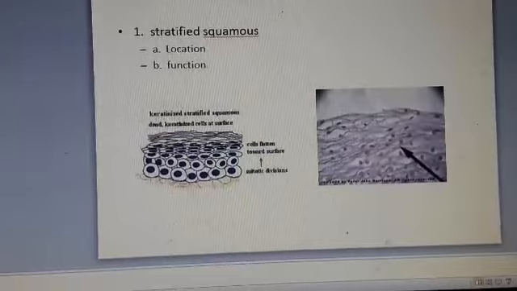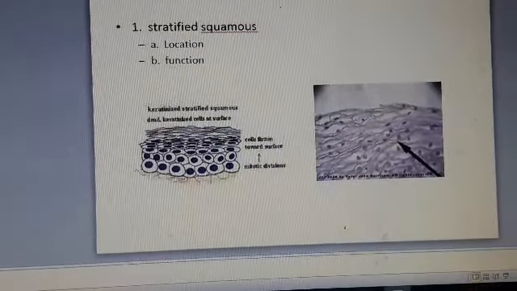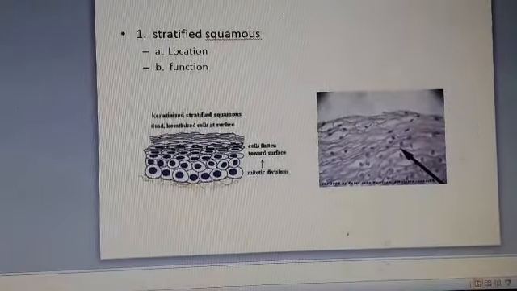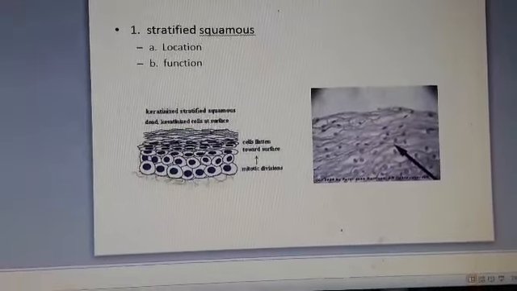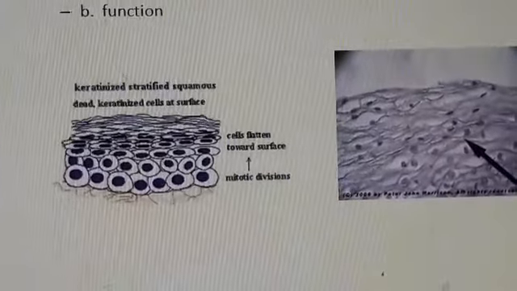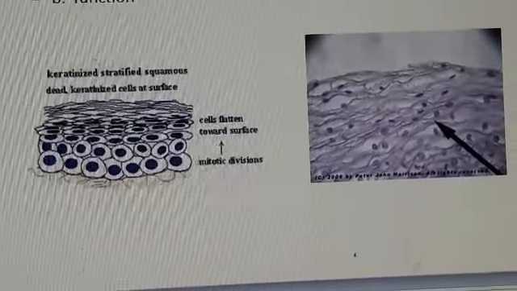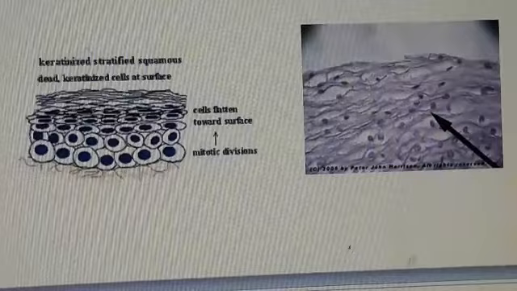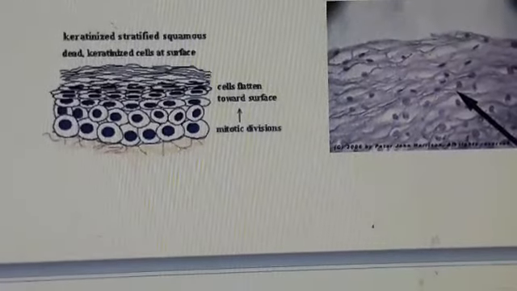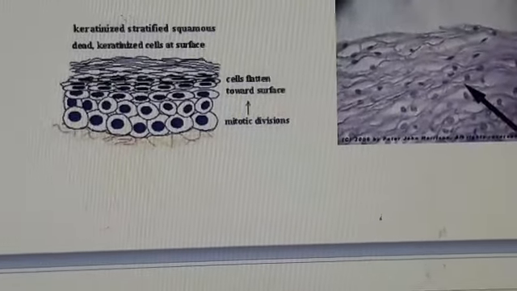So here you can see the photo of stratified squamous, or you can say compound squamous epithelium. See, the multiple layers are present. This is real footage taken by a microscope. You can see this, and this is a diagram to represent it.